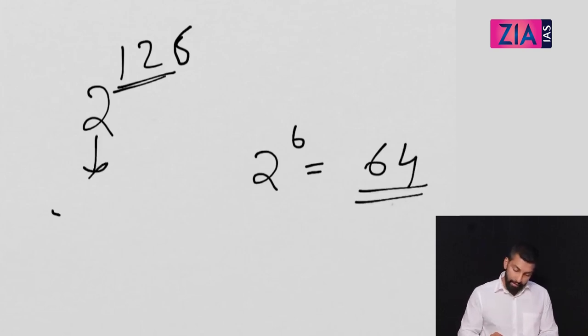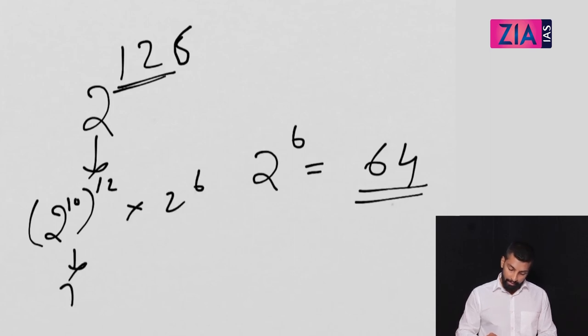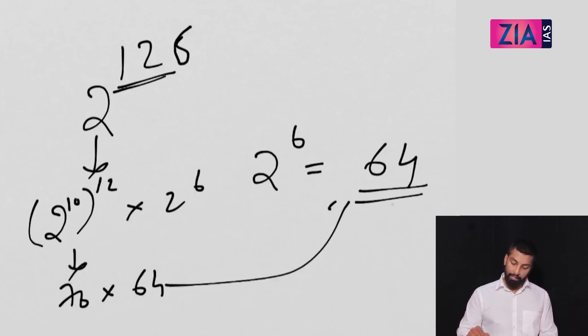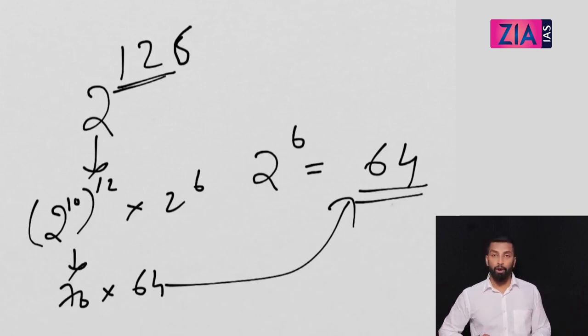The reason is you will write it as 2 raised to 10 raised to 12 into 2 raised to 6. This is 76 into 64 will give you 64 itself. I hope this is clear for all of you.